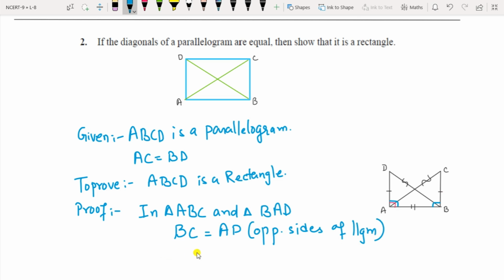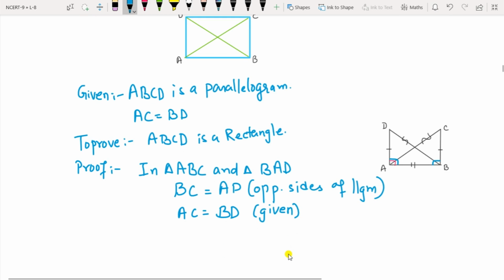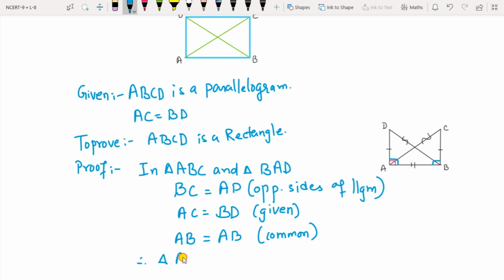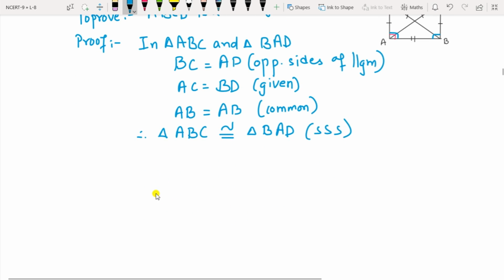And then the second point is, that is given, AC equal to BD, that is diagonals. So that is given. And the third one from the figure, you can see that AB is common for both the triangles. So AB is equal to AB, that is common, and therefore triangle ABC is congruent to triangle BAD by SSS congruency. After writing congruency, you have to write the CPCT.